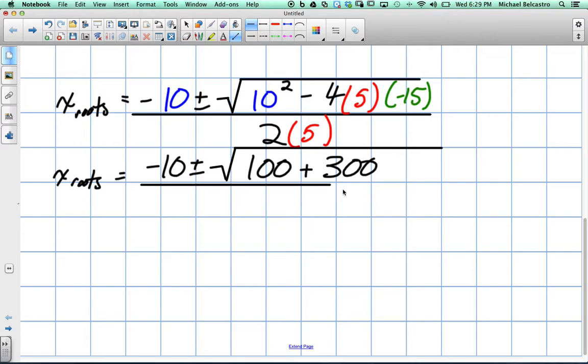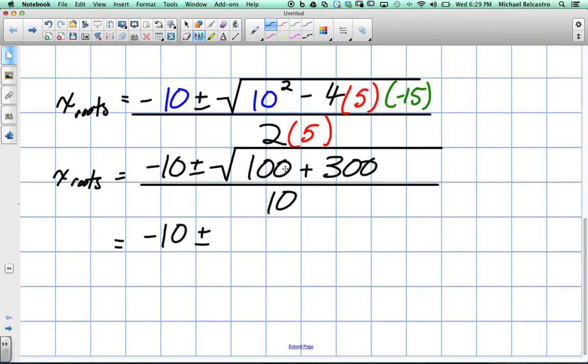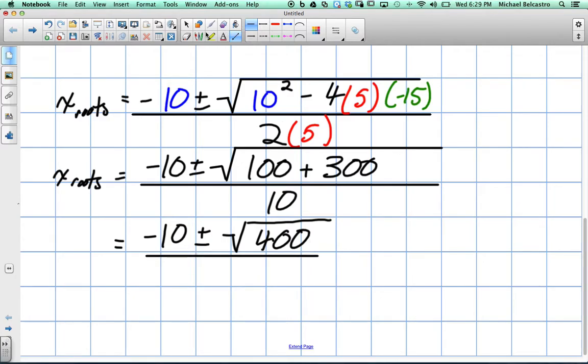The last thing we're going to do is 5 times 2, and that's going to give us a value of 10. Okay? And I won't write x roots anymore. Negative 10 plus or minus the square root of 100 plus 300. Do you know what that's going to be? 400. Square root of 400, which will be something that'll be hard for us to work out, divided by 10. Now some people do the next step, some people split here, but I'm going to just talk about the split.